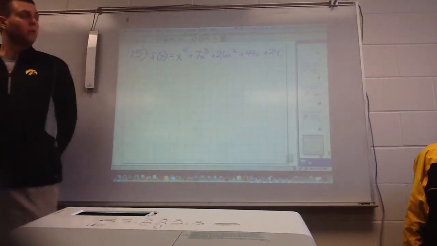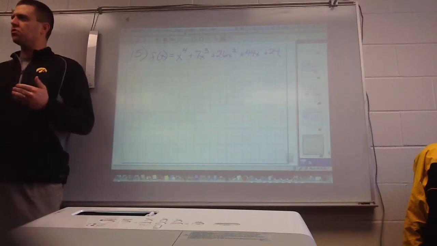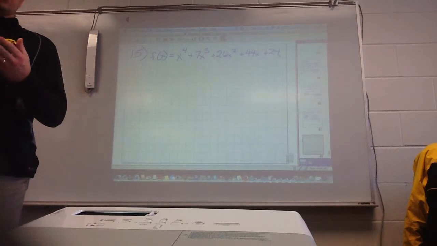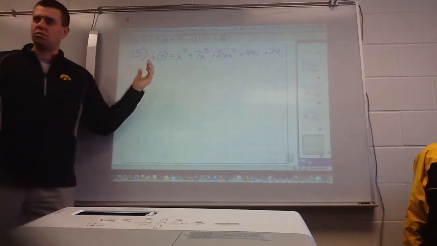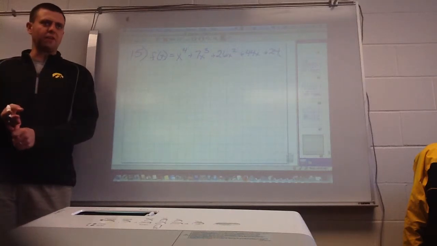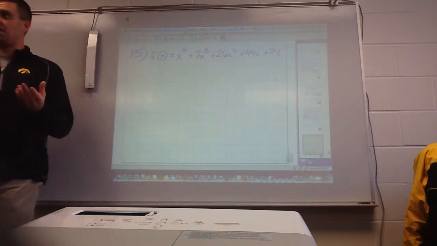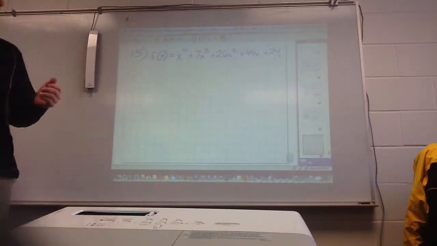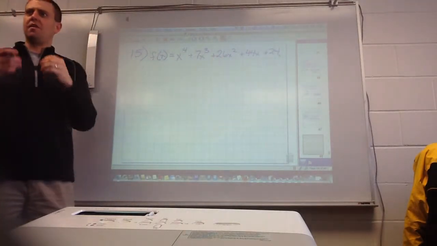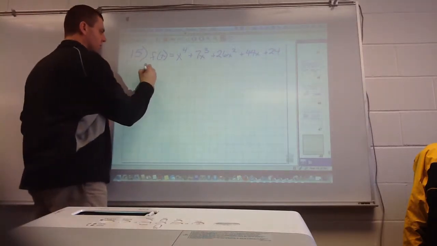Okay, so problem number 15 here was one that you just got doing on your graphing calculators where it said find all the real zeros. So how did you find the real zeros? You graphed it on your graphing calculator and you saw where this one crossed the x-axis, right? Okay, so you graphed this function and then you looked at the graph or you looked at your table, and where were the zeros located?